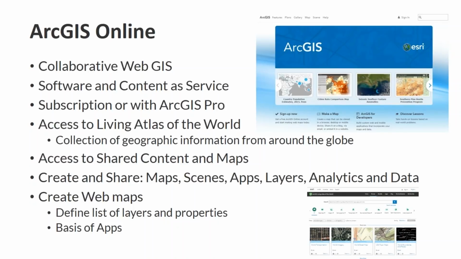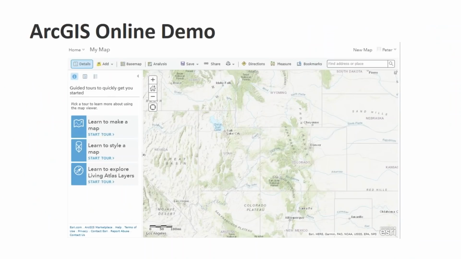Online there. It gives access to the Living Atlas of the World, and I'll be showing you some of those data sets. It allows you to access content that has been shared to you, and allows you to actually create and share maps, scenes, applications, layers, analytics, and data. And it is actually the basis of what we call web maps, which allow you to define the layers and properties which are important for and the basis of applications.